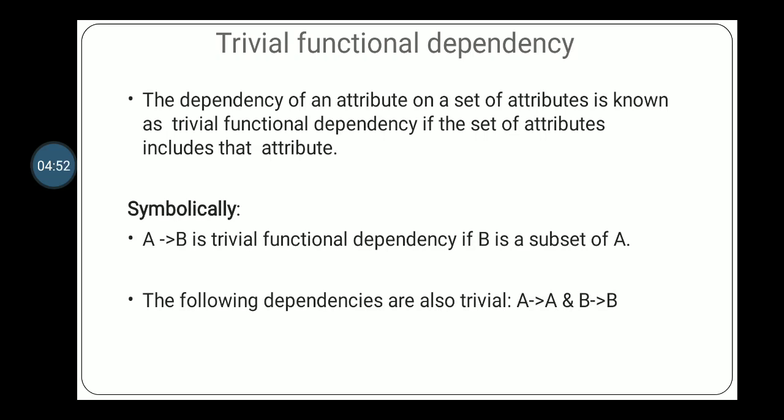Register number and date of birth. Once you are giving your register number and date of birth, you are supposed to identify your name and your register number also. So what is it? Register number is a subset of LHS. So RHS must be a subset of LHS. Then it is a trivial functional dependency.